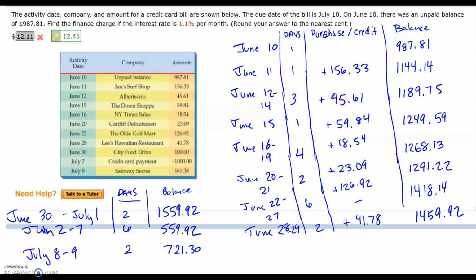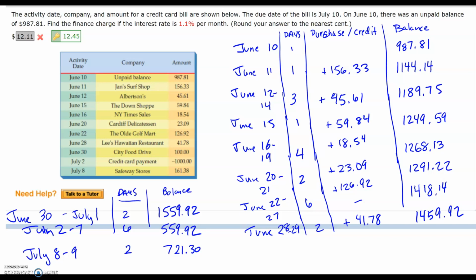Without just reading you the numbers, you can get a sense for what I'm doing here. And then we get to the end of June, and there are 30 days in June. So June 30th to July 1st has 2 days. Then we have a credit card payment of $1,000, and you see the balance drops $1,000. And then on the 8th, it goes up $161.38. And that's for 2 days.